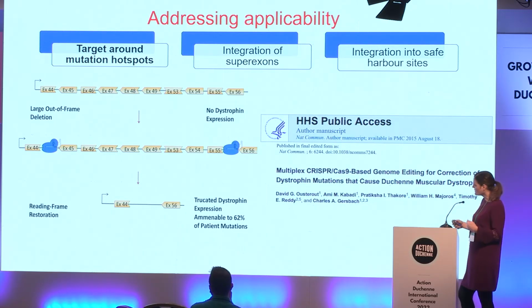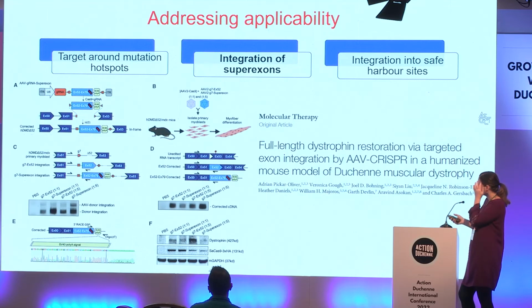It didn't move any further forward, and that's because the efficiency was very low. You have to obviously have the cuts on the same piece of DNA, and the efficiency was low, and then you need the right repair to delete that middle section. So we could also do what's called integration of super exons. So this would be to try and repair the coding sequence.